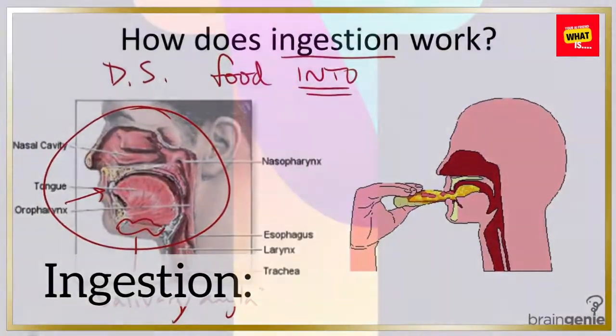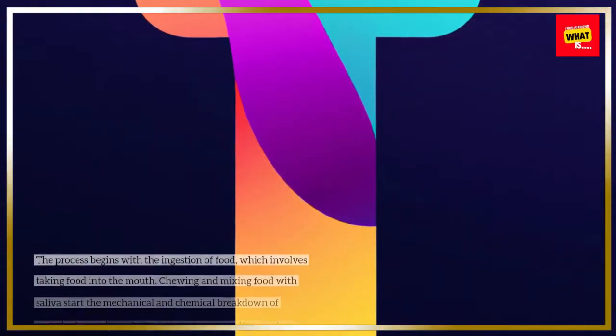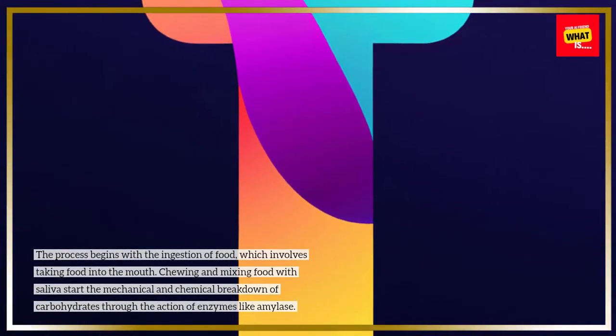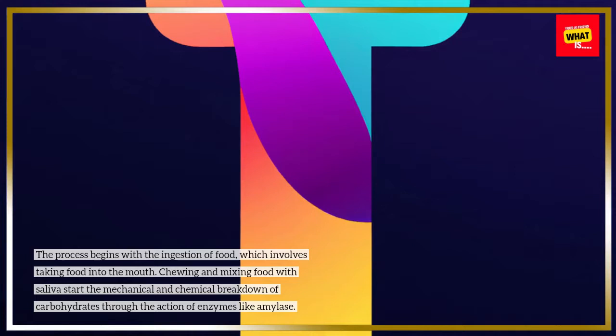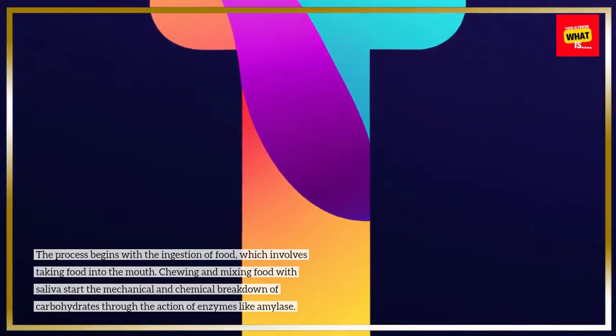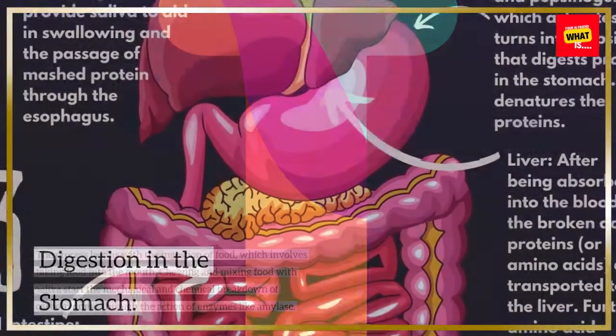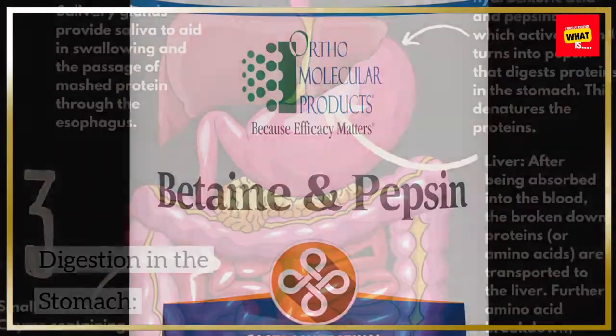Ingestion. The process begins with the ingestion of food, which involves taking food into the mouth. Chewing and mixing food with saliva start the mechanical and chemical breakdown of carbohydrates through the action of enzymes like amylase.